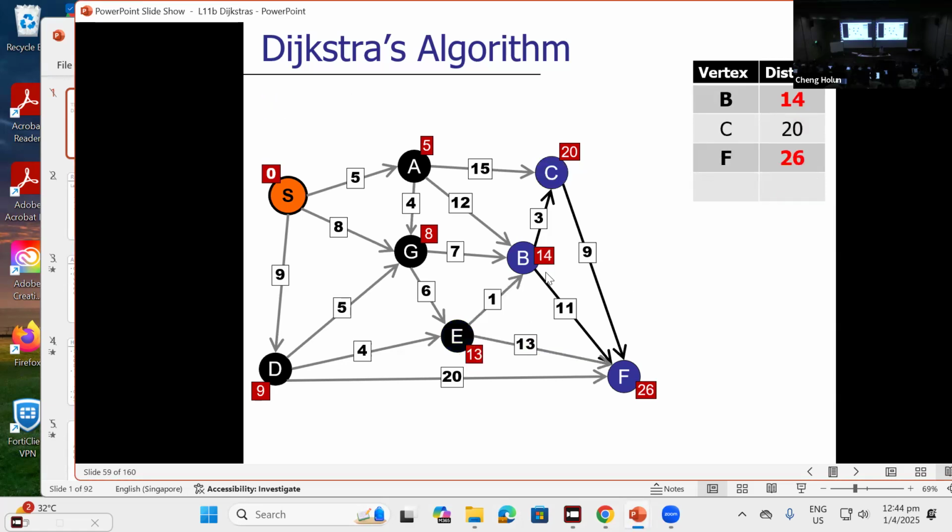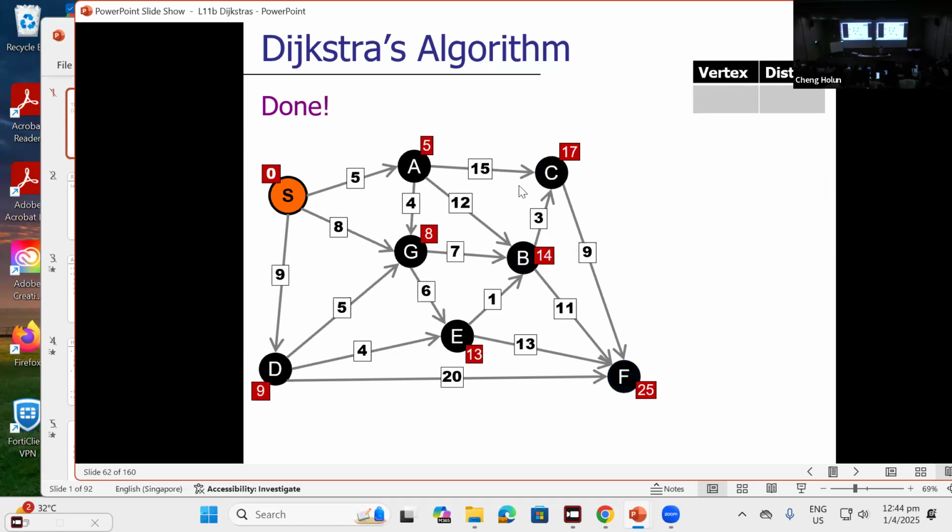And now I update B. B to C is 17. B to F is 25. So I can update again. And for C, C to F is 26. That's why I don't update F. And then finally, F is the final vertex. It does not have any more outgoing edges. I can just dequeue it.